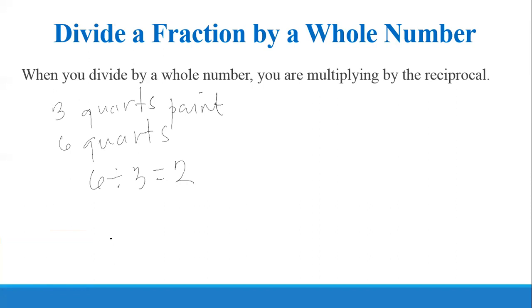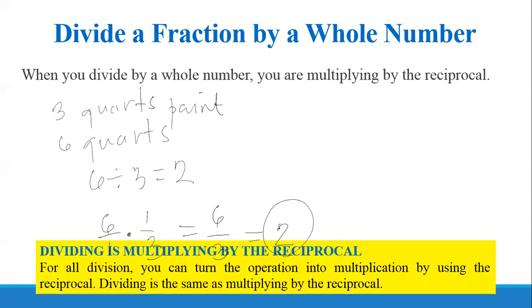Diba? So, pwede nating i-multiply si 6 doon sa reciprocal ni 3, which is 1/3. So, ganito na yung multiplication problem natin. And this is equal to 6 over 3, or in simplest form is 2. Okay? Ayan. So, dividing is multiplying by the reciprocal. So, for all division, you can turn the operation into multiplication by using the reciprocal. Dividing is the same as multiplying by the reciprocal.